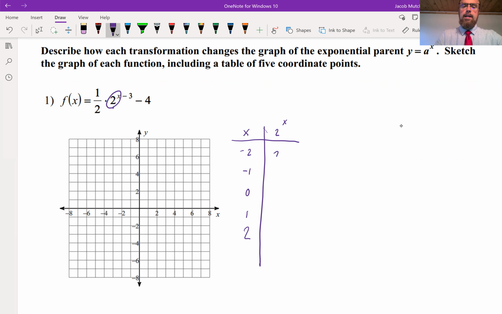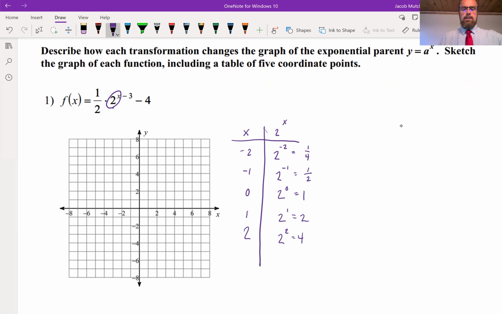So if I plug in -2 into the power, that's going to give me 1/4. Remember, the negative power bumps that base down into the denominator. So 2 to the power of -1 is half. 2 to the power of 0 is 1. 2 to the first is just 2. And 2 squared is 4.